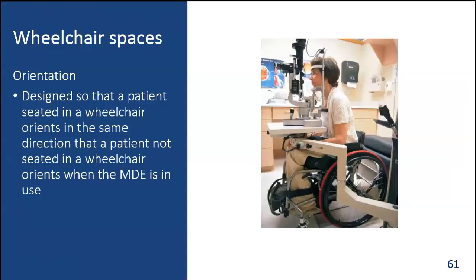In this exam, the equipment can simply be pushed out of the way and the patient can wheel up to the equipment. In that case, this would be the type of equipment that M303 would apply to. Also, as shown in the image, the orientation is designed so that a patient seated in a wheelchair orients in the same direction that a patient not seated in a wheelchair orients when the medical diagnostic equipment is in use.